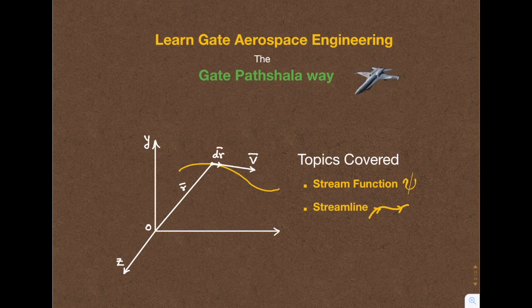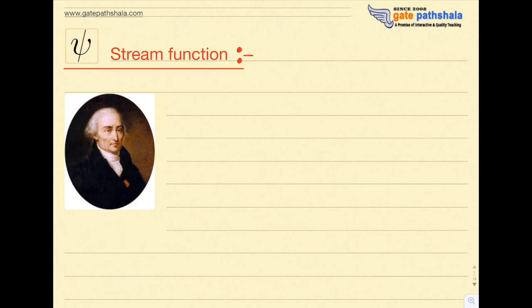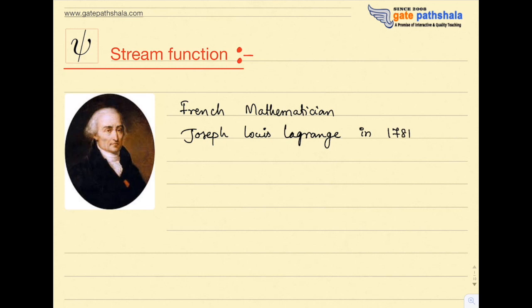Of course, stream function is related to streamlines. What I have on my screen now is a picture of a great mathematician who introduced the stream function. The stream function was introduced by a French mathematician, Joseph Louis Lagrange in 1781.